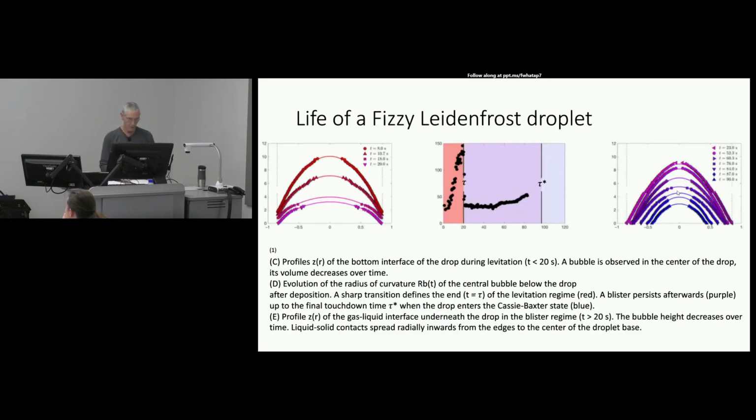Life of a fizzy Leidenfrost droplet. The only thing I want to show you here is how much smaller the actual layer ends up being at the beginning, which is on the order of 2 to 5 micrometers as opposed to the 100 micrometer size in the temperature effect.